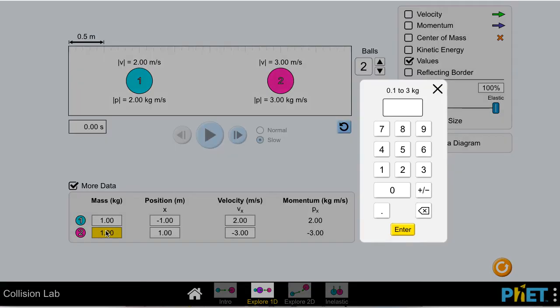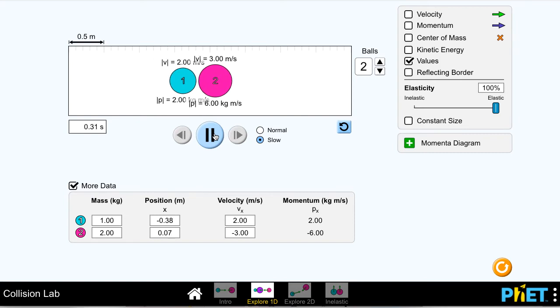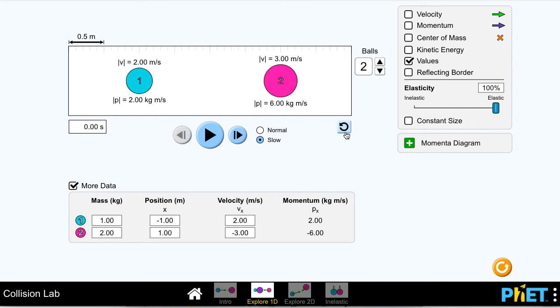In fact, even if I change the mass of one of them, let's make this one bigger, and I do the same thing, again, they're going to have a speed of approach of 5 meters per second. Now they haven't swapped their speeds, but you can see that the speed at which they are separating is again 4.67 plus 0.33 meters per second, again 5 meters per second. So the speed of approach and the speed of separation are the same when there is a perfectly elastic collision.